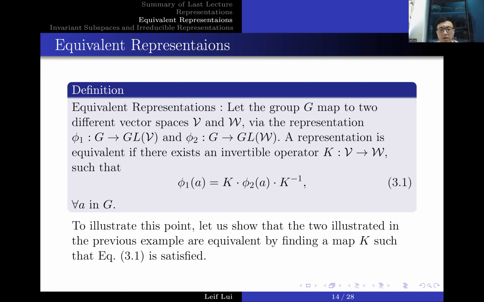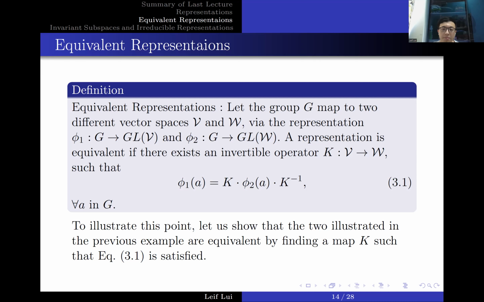To illustrate this point, let us show that the two representations in the previous example are equivalent by finding a map K. But let us recall some results from linear algebra. Let the representation phi sub 1 of H equal H1 and phi sub 2 of H equal H2. Basically, there are two different representations of the quaternions. However, suppose that the matrices H1 and H2 are diagonalizable. Then the diagonal matrices are as follows. So D1 is equal to some matrix times H1 times its inverse, and the same with D2.